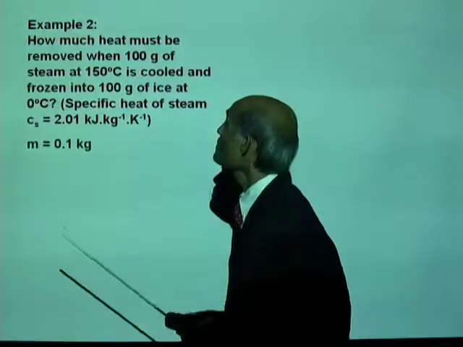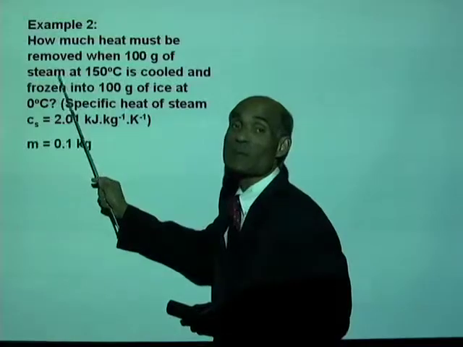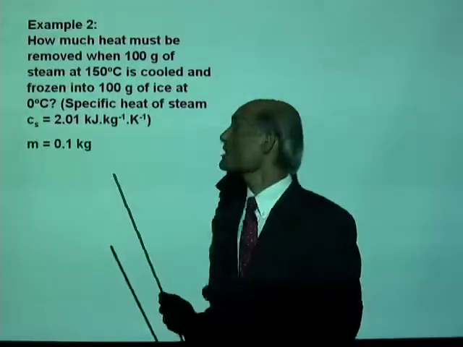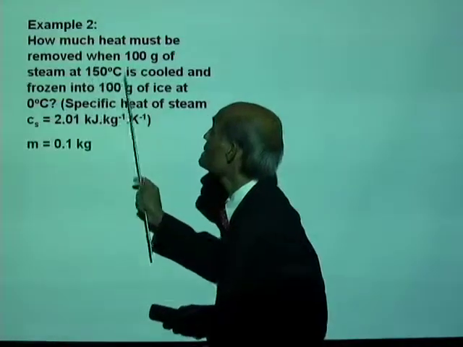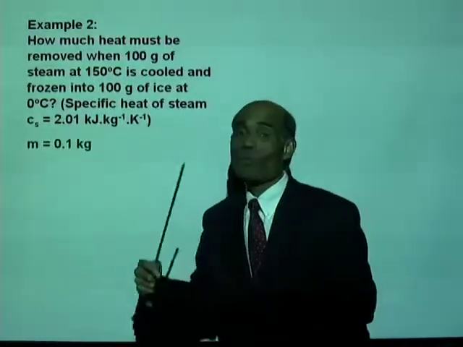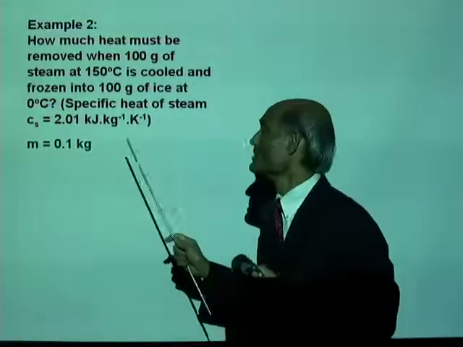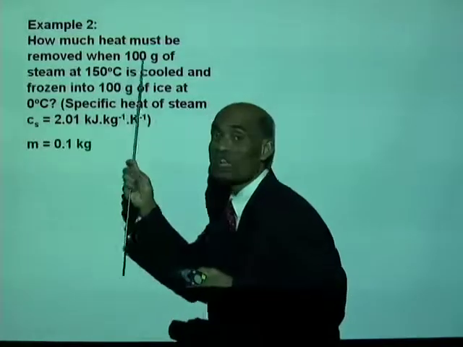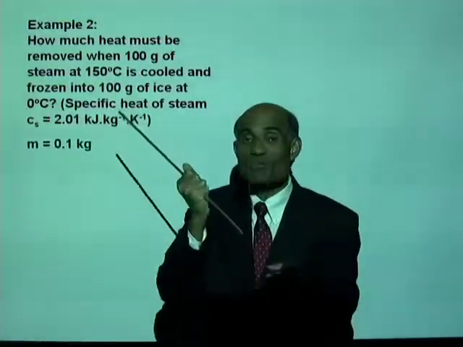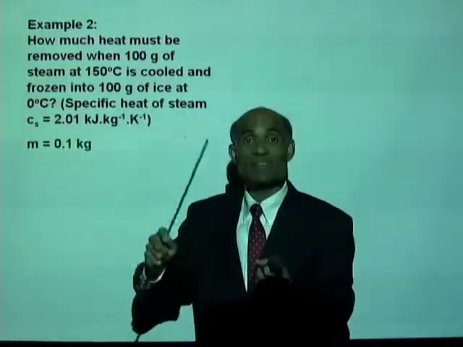Mass is 0.1 kilogram, that is 100 grams of steam. So we start with 100 grams of steam at 150 degrees Celsius. Tell me, what will happen to that? You're going to remove heat from there. So this steam at 150 degrees Celsius will first cool down to 100 degrees Celsius. There is a change of state.